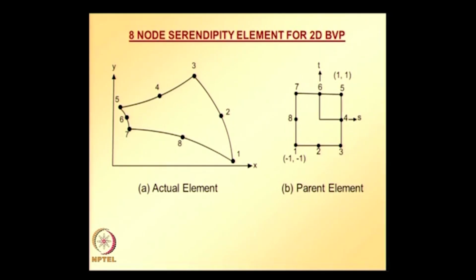and let the actual nodal coordinates of the actual element be x1 y1 of node 1, x2 y2 of node 2, like that, and we can put all these nodal coordinates in 2 vectors, all the x coordinates in one vector and all the y coordinates in another vector.